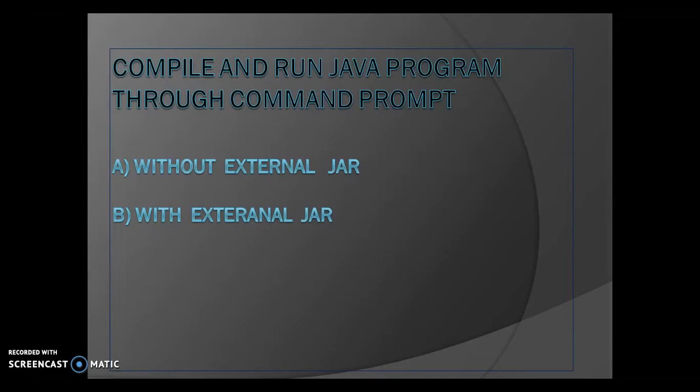Today we are going to learn how to compile and run a Java program through the command prompt. There are two types. When we have the presence of an external jar in our program, then we have to follow different steps. So we are going to create a Java program and try to run it through the command prompt.